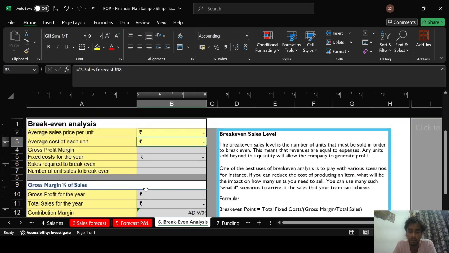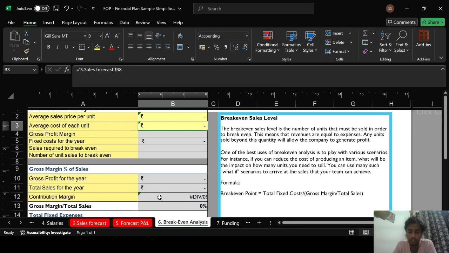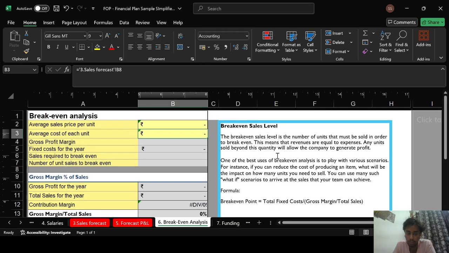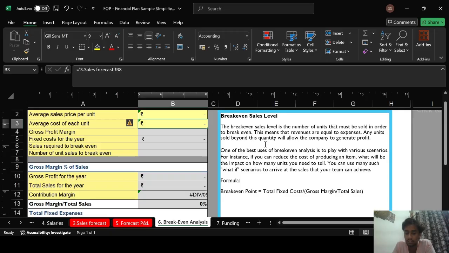Six is the break-even analysis. As we discussed earlier, what is the break-even? Here we'll see the break-even sales level. The break-even sales level is the number of units that must be sold in order to break even. This means that the revenues are equal to the expenses. Any unit sold beyond this quantity will allow the company to generate profit.